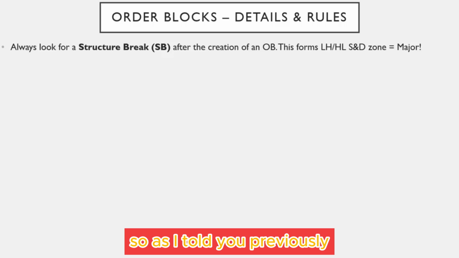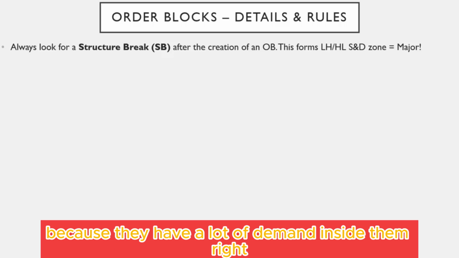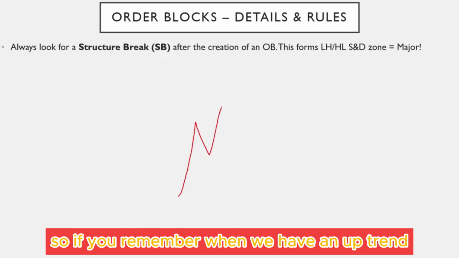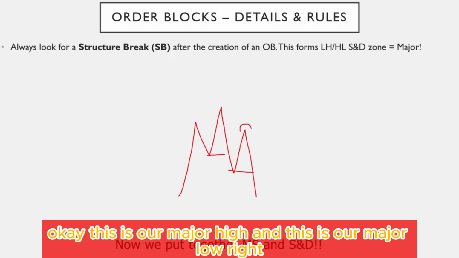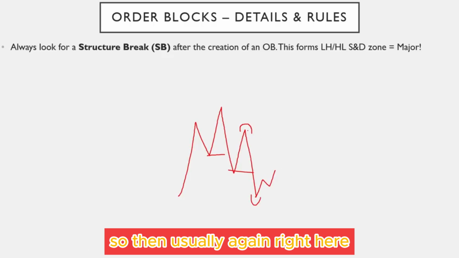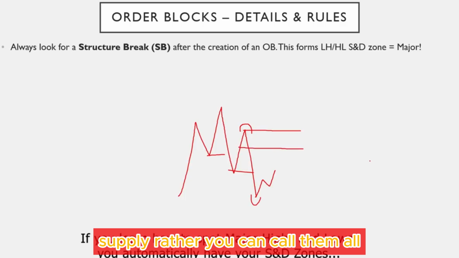As I told you previously, why do those major highs and lows work? Because they have a lot of demand inside them. If you remember, when we have an uptrend, the market creates a trend change and then confirms the trend change. This is our major high, and this is our major low. Then usually right here you're going to have supply, and I call it lower high supply, or you can call it OB.